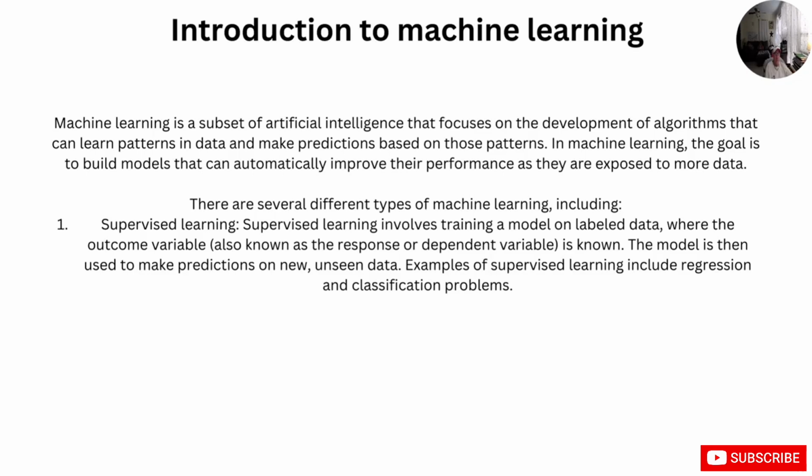Introduction to Machine Learning. Machine learning is a subset of artificial intelligence that focuses on the development of algorithms that can learn patterns in data and make predictions based on those patterns. In machine learning, the goal is to build models that can automatically improve their performance as they are exposed to more data. There are several different types of machine learning, including number one, supervised learning.